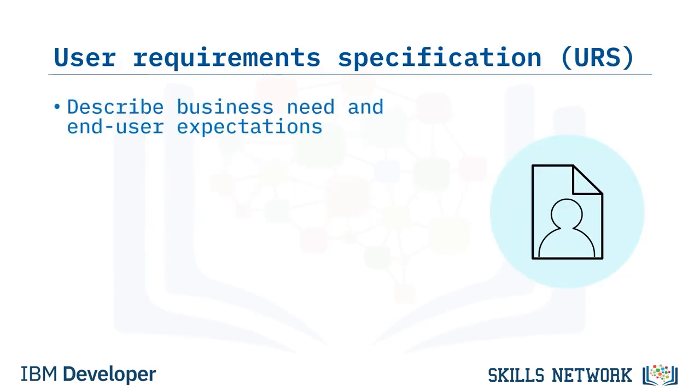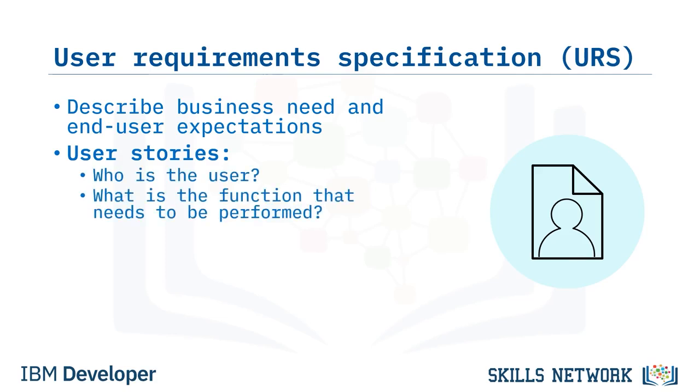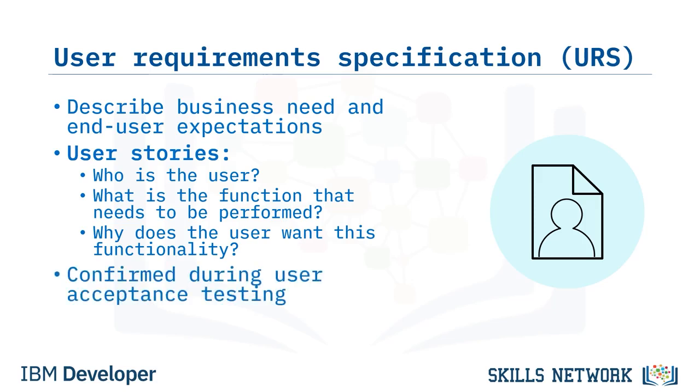User requirements describe the business need and expectations of the end users from the software system. The user requirements are written as user stories or use cases that answer 3 questions. Who is the user? What is the function that needs to be performed? And why does the user want this functionality? User acceptance testing determines if these requirements have been met. Often, though, the user requirements and software requirements are combined into a single SRS document. The SRS details the expectations of the software system.